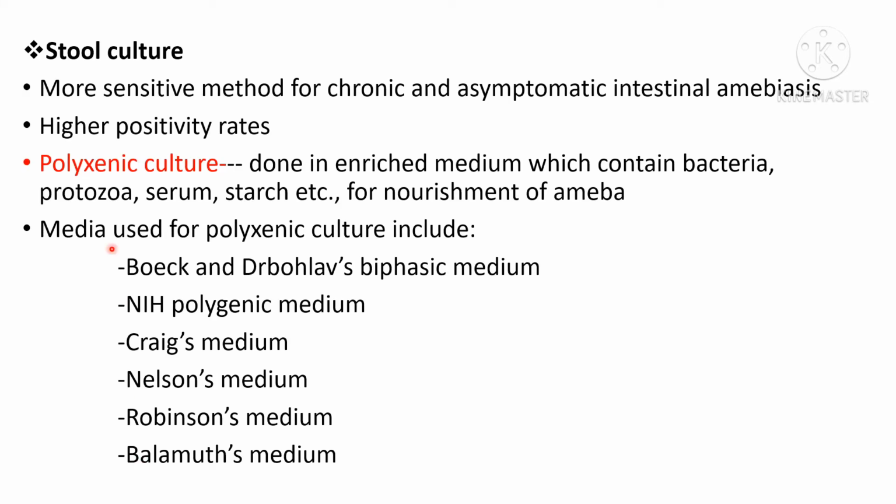Also, we can do stool culture. This is a more sensitive method for chronic and asymptomatic intestinal amoebiasis. It gives higher positivity rates. We can do polyxenic culture, which is done in enriched medium containing bacteria, protozoa, serum, starch, etc. for the nourishment of amoeba. Media used for polyxenic culture include Boeck and Drbohlav's biphasic medium, NIH polyxenic medium, Craig's medium, Nelson's medium, Robinson's medium, and Balamuth's medium.